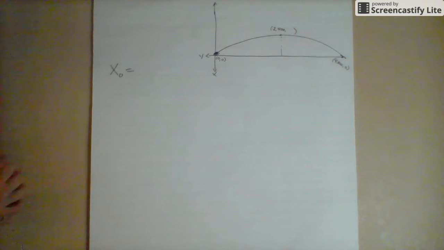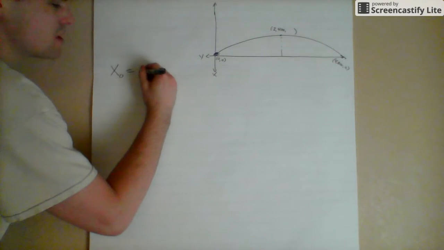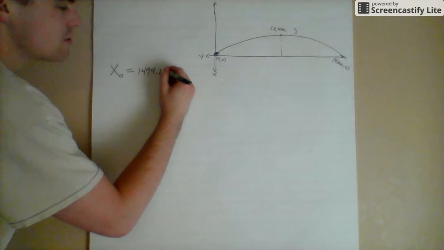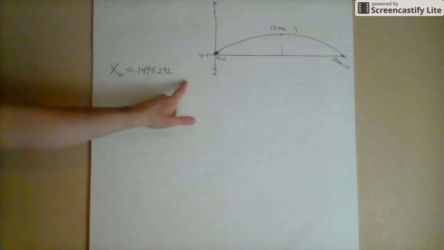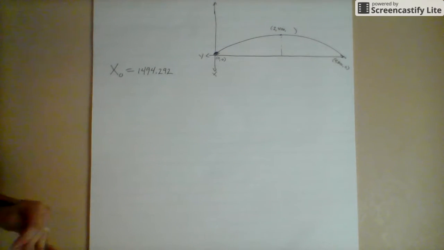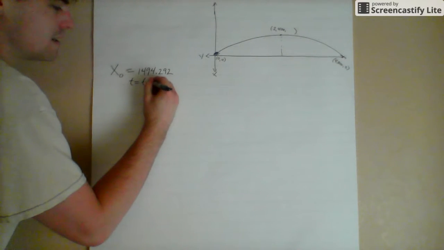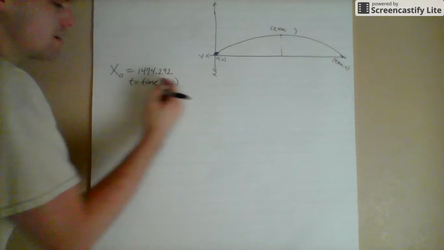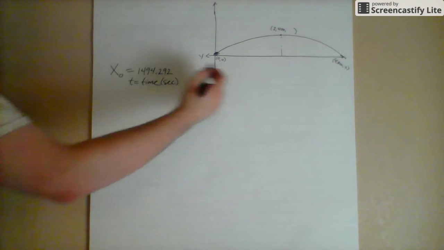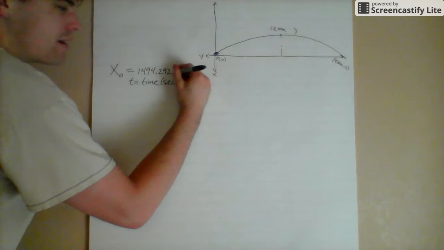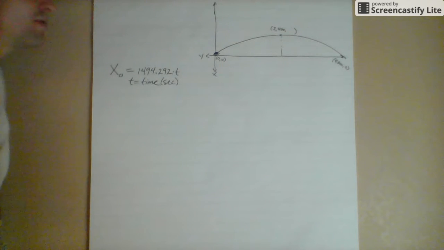So x naught is really straightforward. It's just going to be the velocity that we just found, 1,494.292. It's going to move this many feet per second. If we let t represent time in seconds, then I could create an equation where x naught, its position in the horizontal direction, is how fast it's moving multiplied by time, because of course distance is equivalent to speed, or rate, times time.